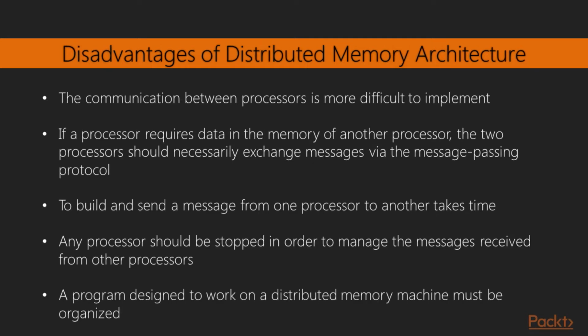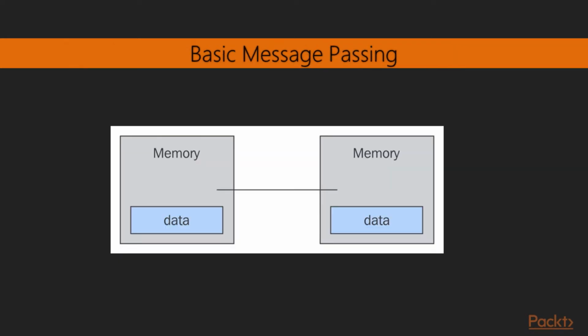The main disadvantage is that the communication between processors is more difficult to implement. If a processor requires data in the memory of another processor, the two processors must exchange messages via the Message Passing Protocol. This introduces two sources of slowdown. Building and sending a message from one processor to another takes time, and also any processor must be stopped in order to manage the messages received from other processors. A program designed to work on a distributed memory machine must be organized as a set of independent tasks that communicate via messages. This is how the basic message passing works.